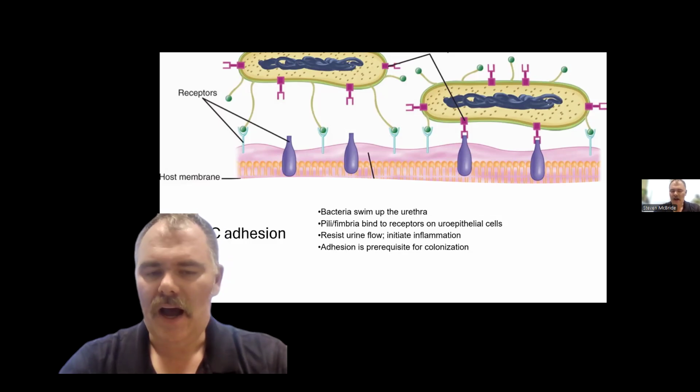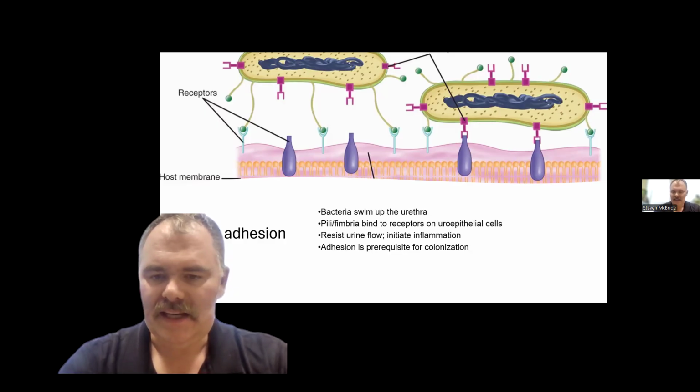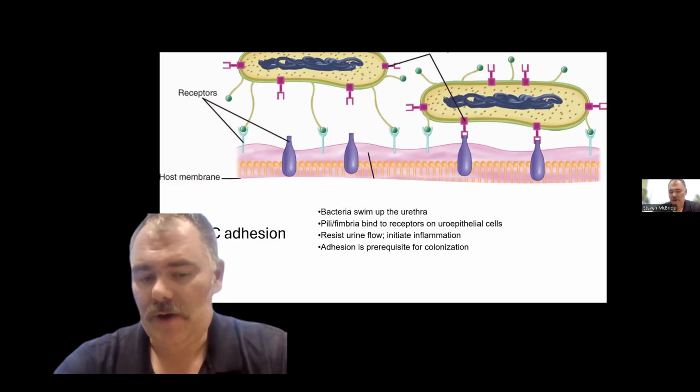Now, of importance is that these adhesins require specific proteins, and they happen to be present on the epithelial cells of the urinary tract. If they are not present, the bacteria also cannot colonize.